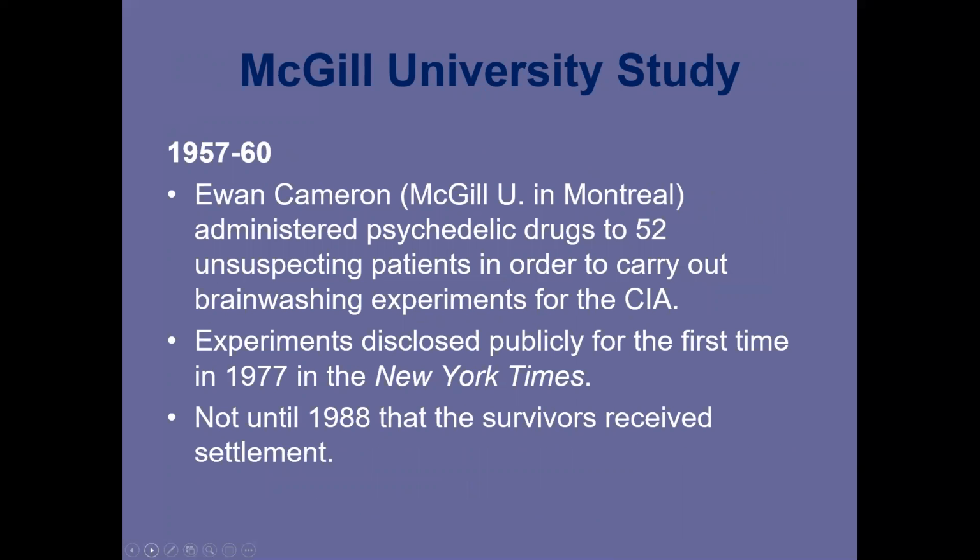The McGill University study was much later, in the late 1950s, 1960. McGill University administered psychedelic drugs to 52 unsuspecting patients in order to carry out brainwashing experiments for the Central Intelligence Agency, or CIA. The experiments were disclosed publicly for the first time in 1977. So you can see it takes a lot of years for these to come to light. It's not until 1988 that the survivors received a settlement. So it was a long, long period of time.